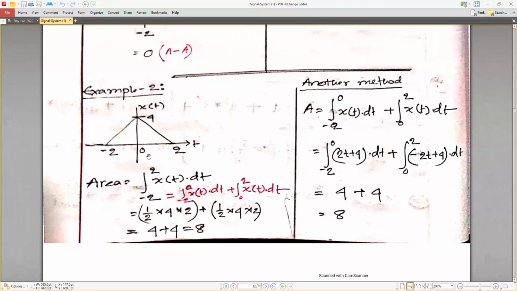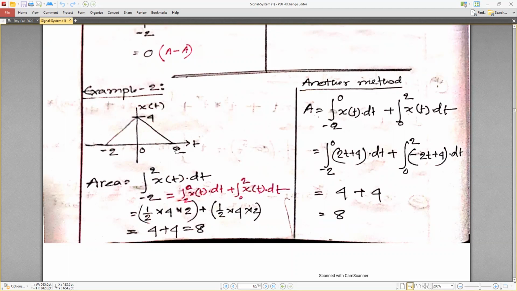Now see another example, minus 2 to 2. So we can write this equation as minus 2 to 0 plus 0 to 2. Here half would become 4 into 2. Look at another method here: minus 2 to 0, this one they explain, and 0 to 2 of x(t). Now put the value of x(t).